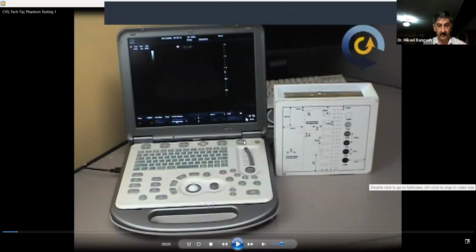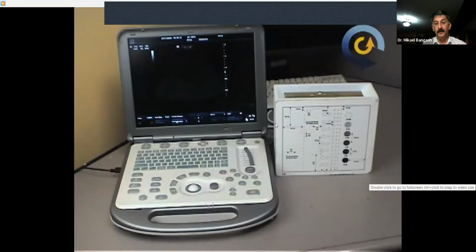This, for instance, is your TGC. You have different modes. That's your mouse, things like that. So pretty much it's everything that you need. And some of you will say, well, what is this? Well, this is the phantom.